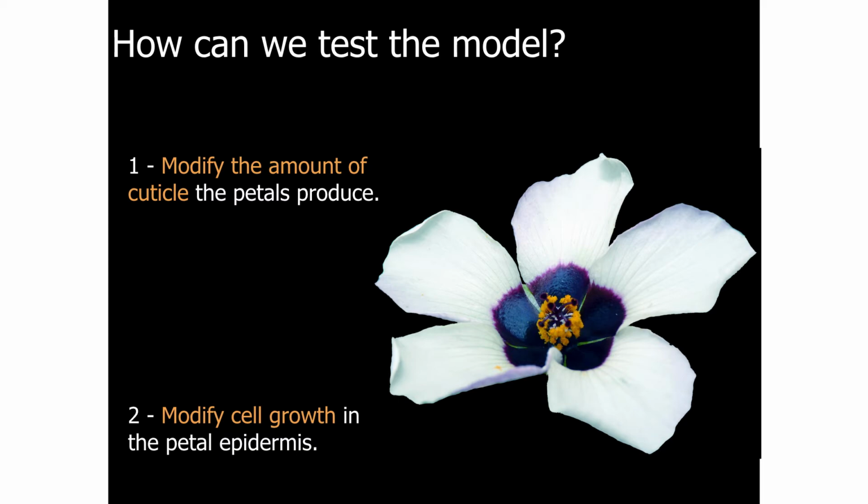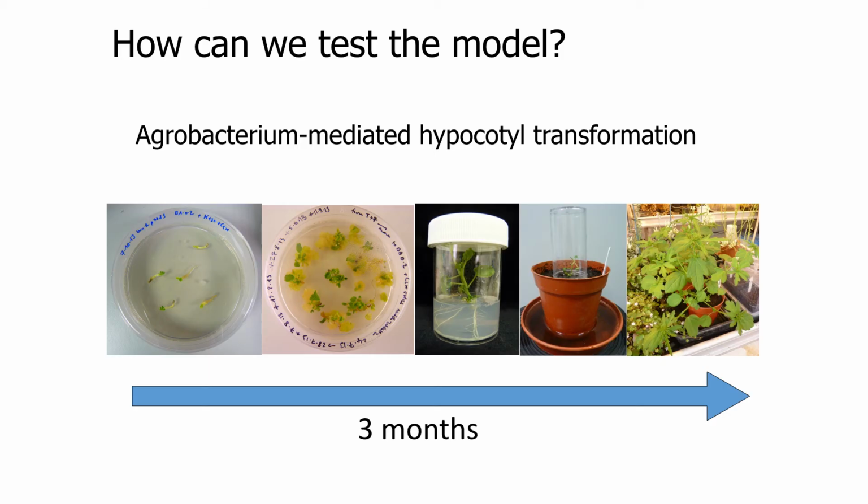So we had to develop a transformation system for hibiscus in order to do this. Fortunately, it's very straightforward. It's an easy system to transform. We just use Agrobacterium transfection of hypocotyls, go through a tissue culture process, and in about 3 months, we have plants, mature plants in the greenhouse. So we're able to perturb genes that should perturb those two features that we think are important in our model.